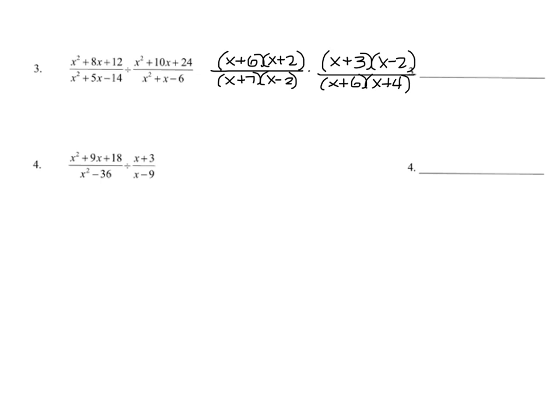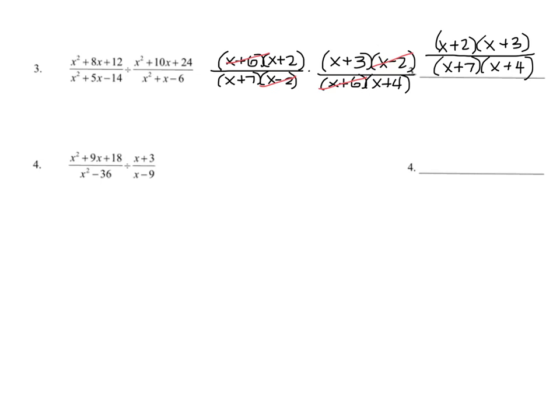Okay, and this is one of those times where I will cancel an x minus 2 and x minus 2 and x plus 6 and x plus 6, and nothing else cancels. And I definitely would say to myself, okay, I have two factors here, two factors here. Could I have factored something incorrectly so that more would cancel out? But that's not the case. So my answer here is going to be (x plus 2)(x plus 3) over (x plus 7)(x plus 4).